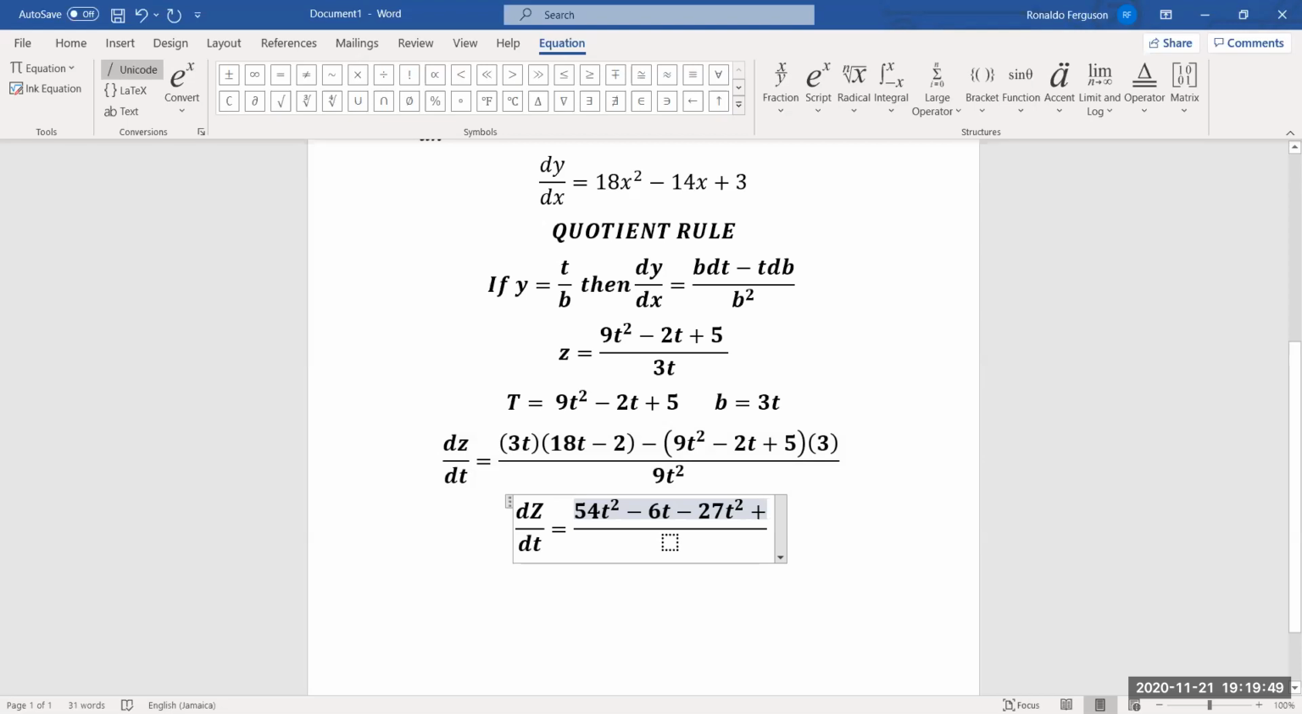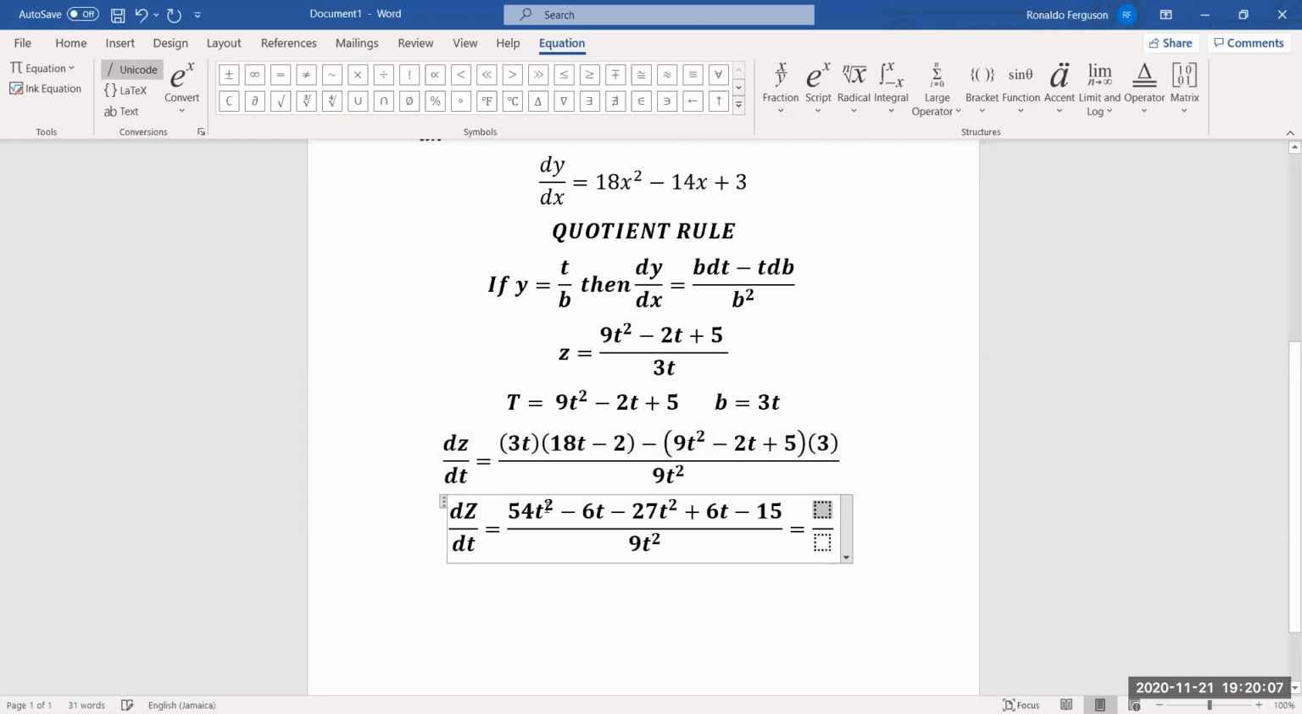Plus 60, yeah. Plus 15. Minus 50. Minus 50. Yeah, and that's divided by 90 squared. Good, now we're almost finished. All we have to do now is simplify.